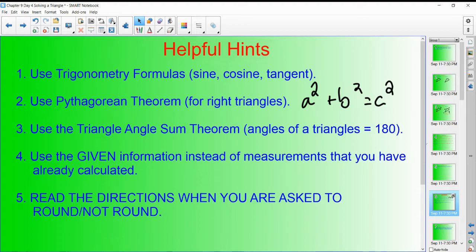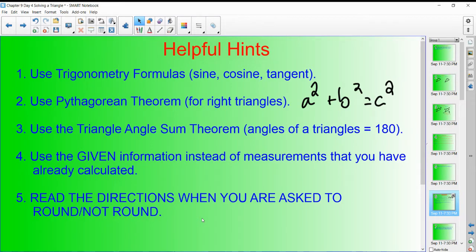Now, tips for 4 and 5. When I'm asking for a missing side or missing angle, always go back to the original problem, think what we got to do, set up a new equation, and then read the directions. I've seen students get frustrated because they write down an answer and they forgot to round it. And if you do that on homework or a test and it marks it wrong, it's just unfortunate. So always read the directions. That probably should be hint number one, always. But I definitely want to make sure that it's on here again.